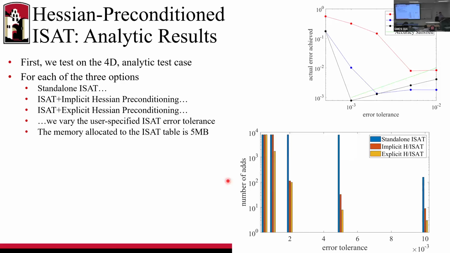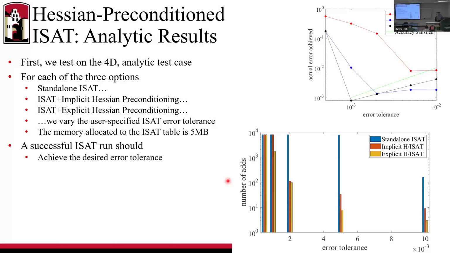Okay, and in this particular case, because this is a simple test case, it is a four-dimensional analytic function, we allocate very little memory for the ISET table. So our ISET table can only have as much as about 8,000 ellipsoids. So the table is going to run out of space at a fairly high error tolerance. If we want to decrease the error tolerance, we can just allocate more space to the ISET table.